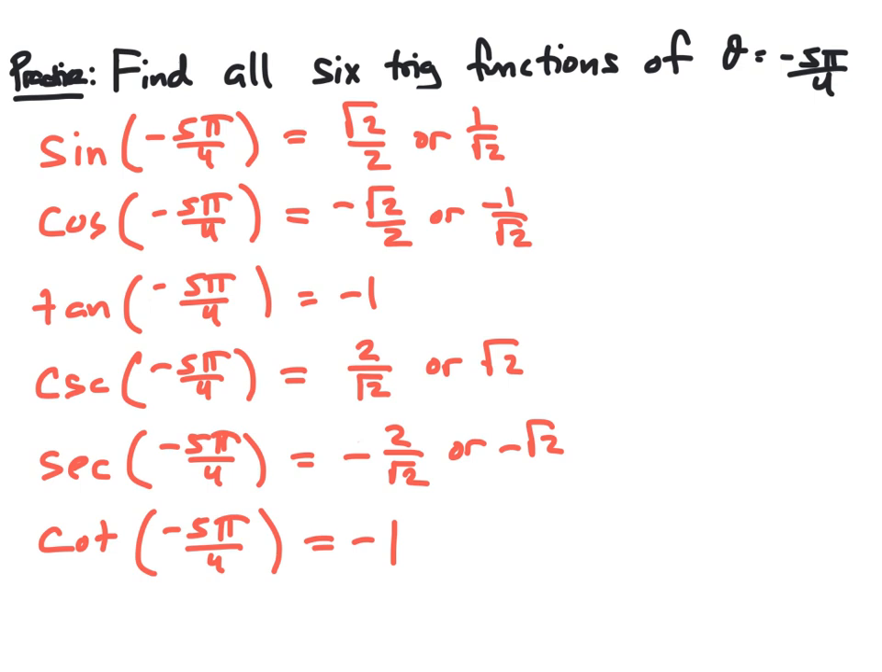Notice here that the sine and cosecant functions are positive. The other 4 trig functions are negative. And that is all because this particular angle is in quadrant 2. And in quadrant 2, the sine and cosecant functions are positive and the remaining ones are negative.